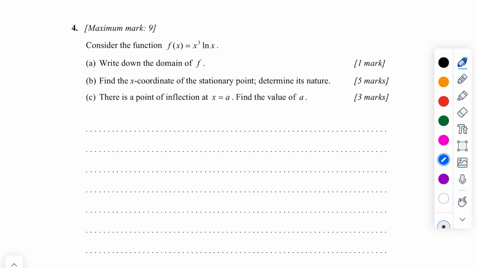Question number 4. Find the domain of f. So we know that ln of only a positive number is possible. So x should always be greater than 0.